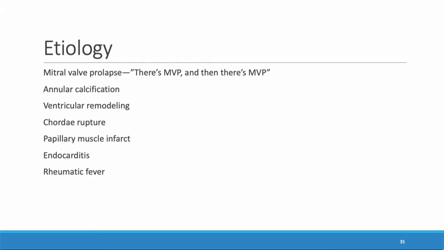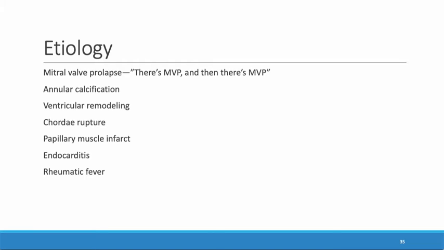Mitral annular calcification. As people get older and calcification occurs, that calcification can change the shape of the annulus so that the valve leaflets don't coapt well. That's another form.